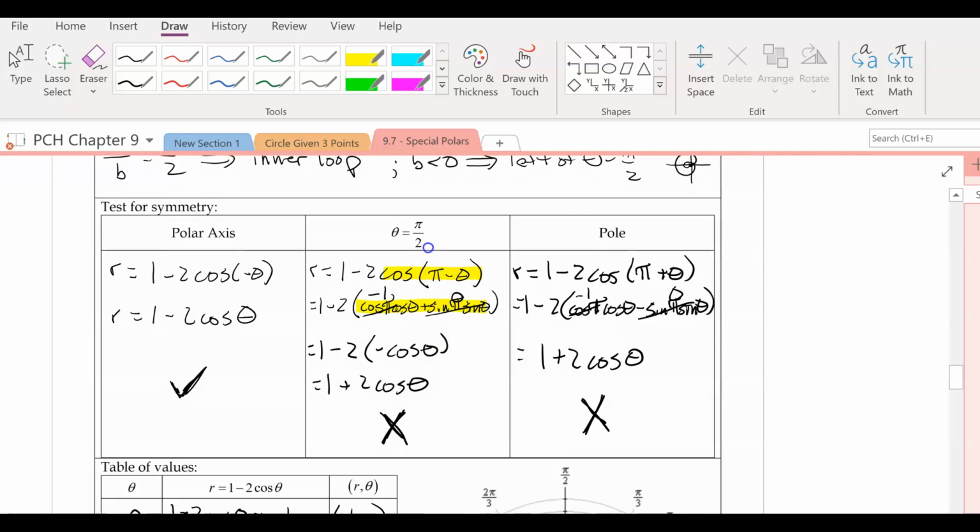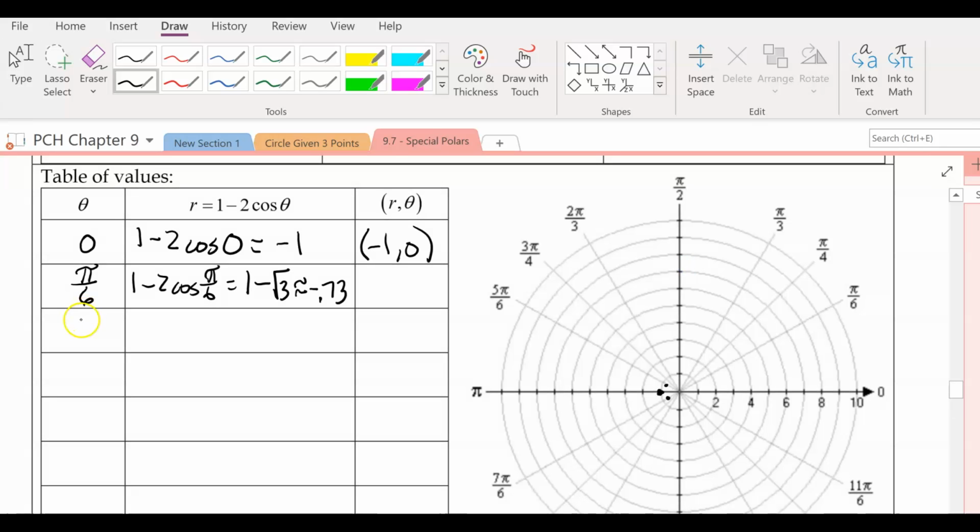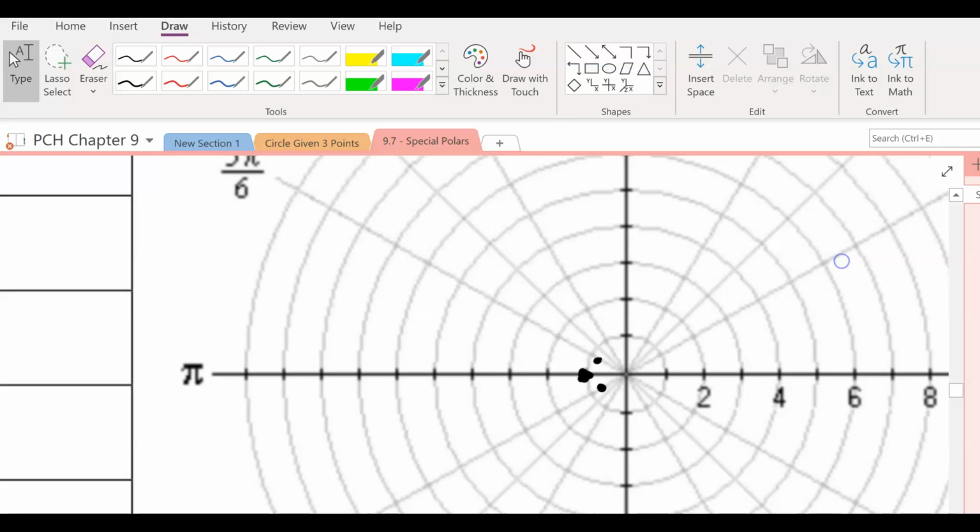Alright, next let's calculate for pi over 4. So we have 1 minus 2 cosine pi over 4. The cosine of pi over 4 is root 2 over 2 times 2 is root 2. So that's going to be 1 minus root 2, which is approximately negative 0.41. So negative 0.41, and then we're going to rotate pi over 4.